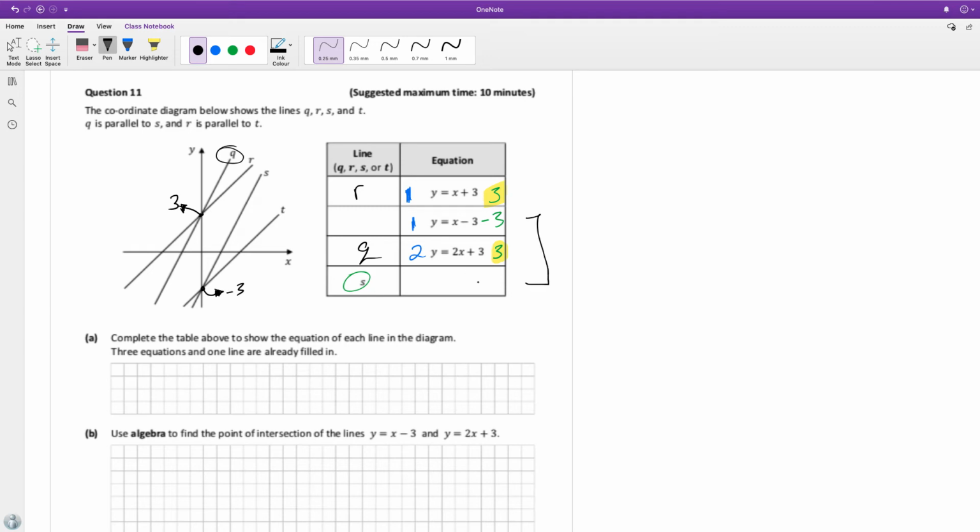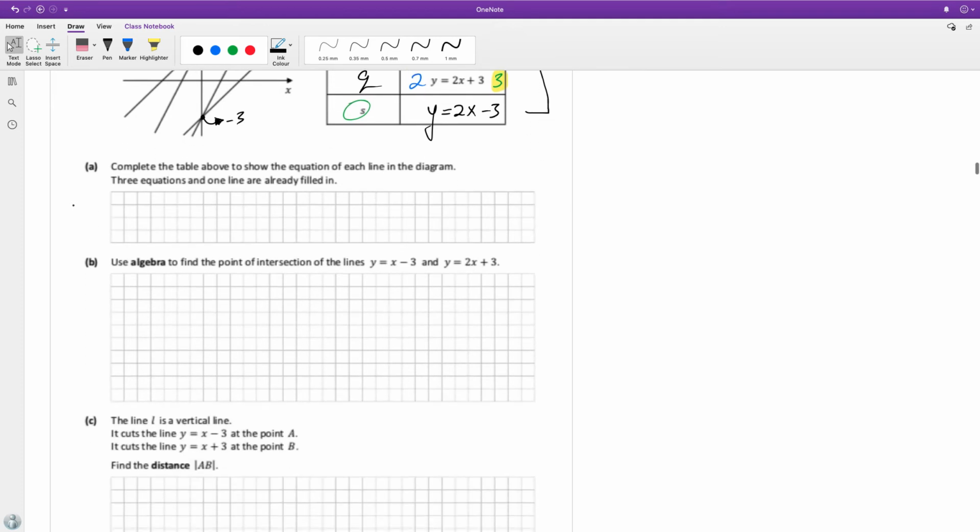Right. We know this is S, but we don't know what it is. We know this is Q, then this has to be T. Right. Anyone know what the formula for S is going to be? Brilliant. y is equal to 2x minus 3. Because it goes through minus 3, but the difference is it's rising steeper, isn't it? 2x. And we know S is parallel to Q, so they have the same slope if they're parallel. Is that okay? Good stuff.